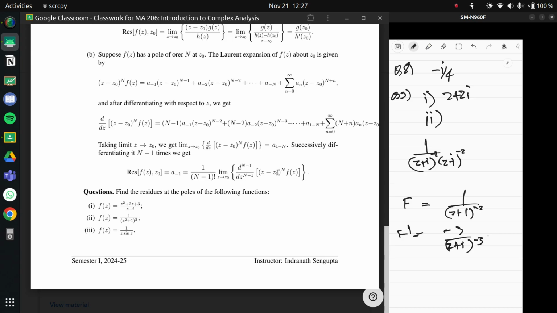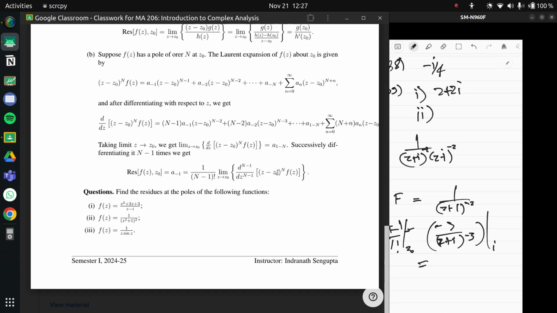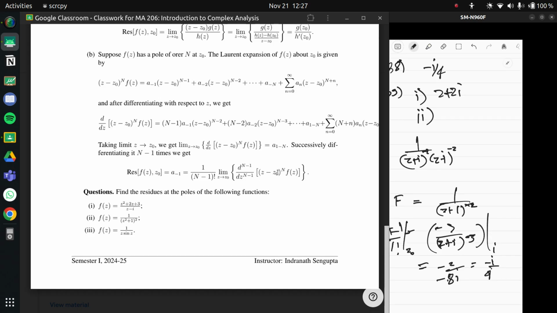What we require is F dash upon 1 factorial evaluated at z naught. So z naught is just iota, so it's going to be -2 upon 2 iota to the power of 3. Sorry, it's supposed to be square root, sorry for that. So this is going to be -2 upon 8 iota negative, which is just 1 upon 4 iota, which is negative iota by 4. So that's the residue. Simple.